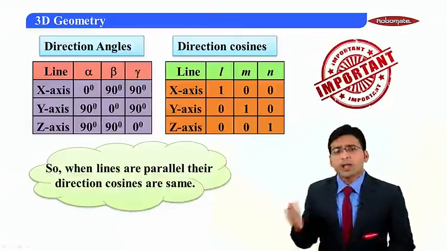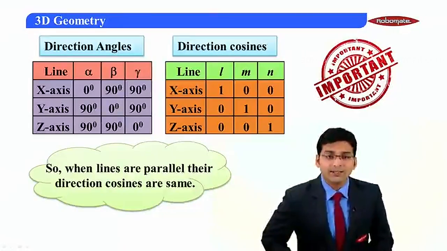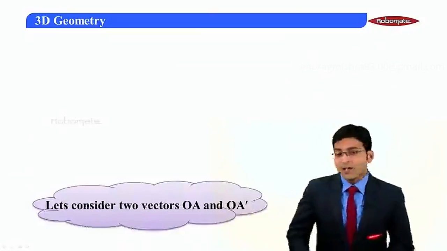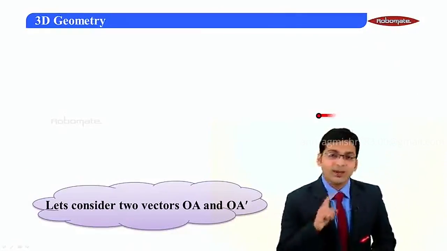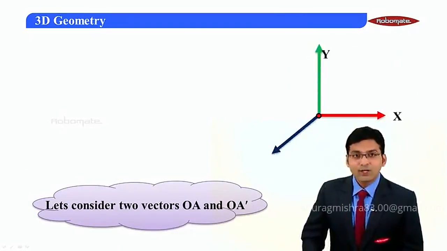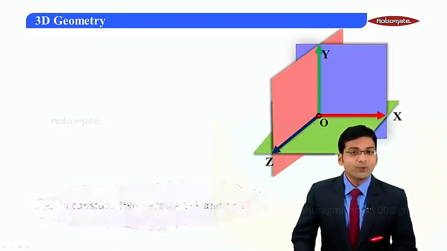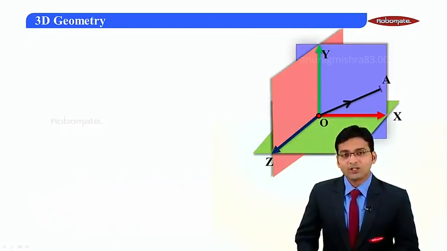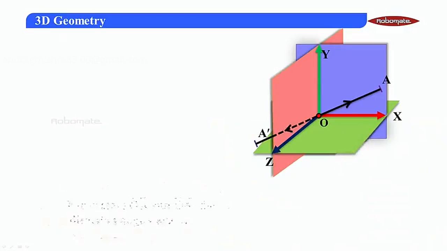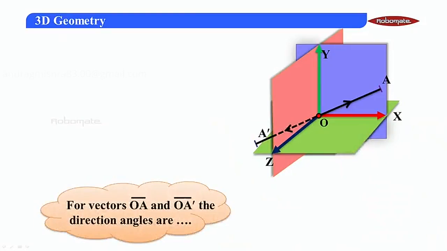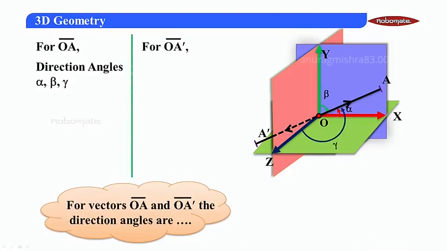Once we have calculated direction cosines for the coordinate axes, let us go to vectors. Let's consider two vectors OA and OA dash in our three-dimensional space. So here are the X, Y, Z axes with two vectors OA and OA dash. For vector OA the direction angles are alpha, beta and gamma, and for OA dash the direction angles are pi minus alpha, pi minus beta and pi minus gamma.